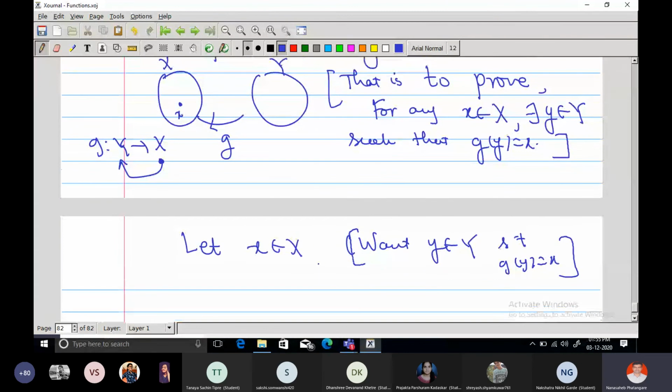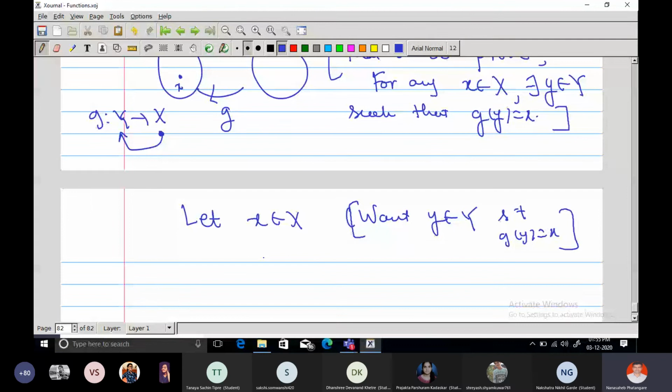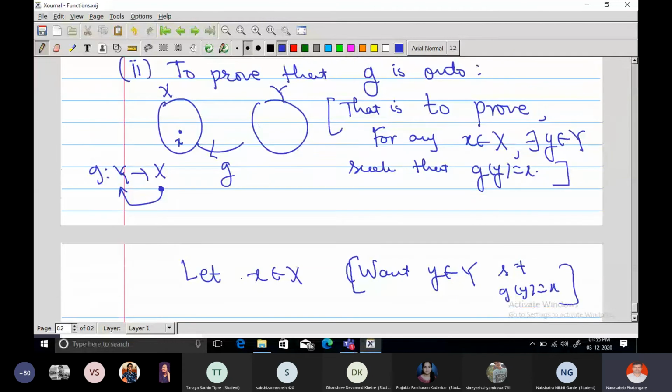Let x in X. Can I produce y in Y whose image under g is x? How to produce it? And what is the right candidate? What is the right choice for y here? So what is given? X is known now. X is given.